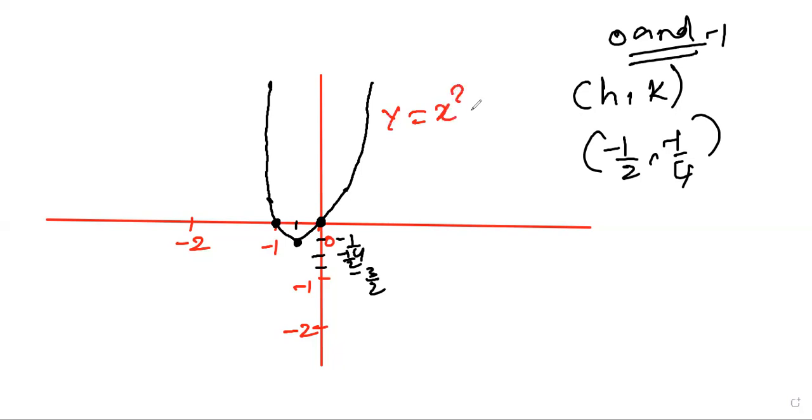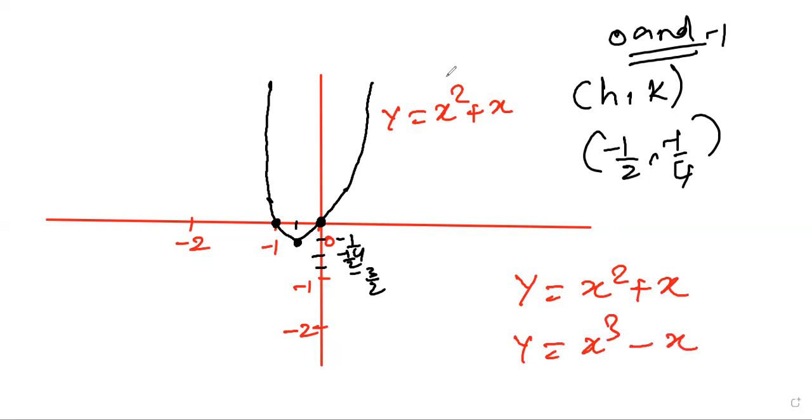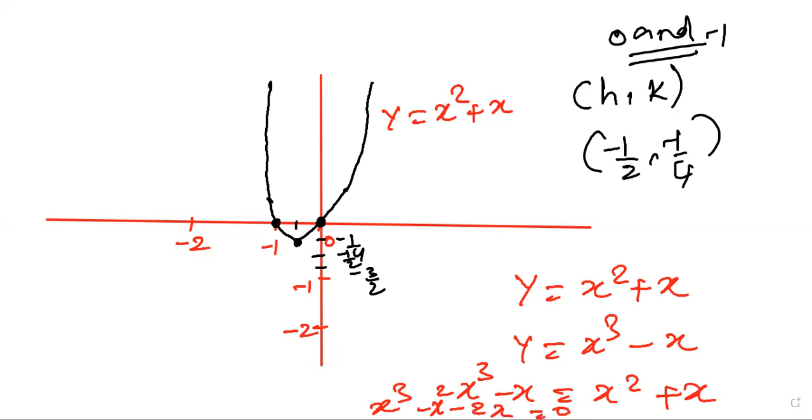Y is equal to x squared plus x is going to be the answer for this curve, and y is equal to x cube minus x. You do have two equations. So you can equate them for finding the intersection point. That would be x cube minus x is equal to x square plus x. So that would give you x cube minus x square minus 2x is equal to 0. Can you factorize this cubic equation and tell me what you're getting as the factors?